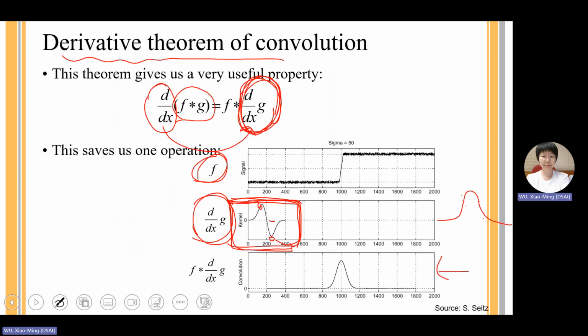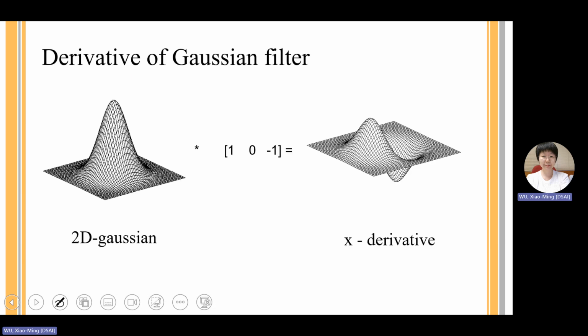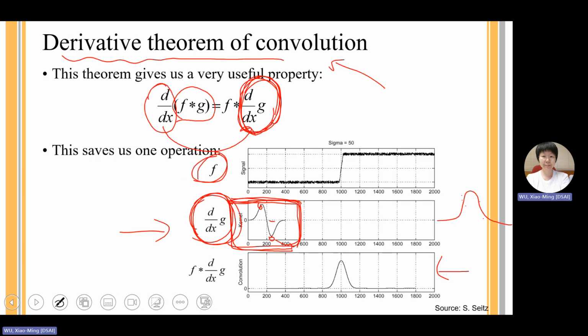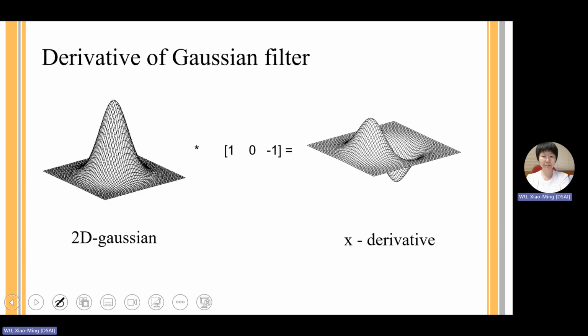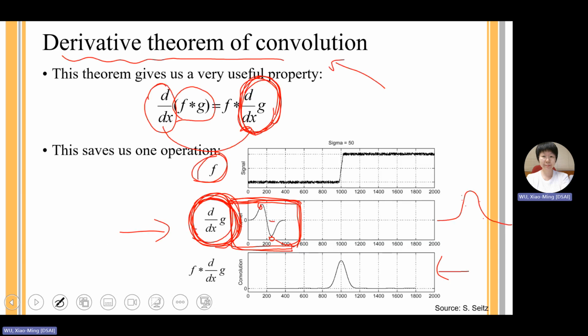Given this theorem, we simply take the derivative of Gaussian and convolve f with it, and we are done. This is simpler if we know the derivative of Gaussian; it saves us one step. For the one-dimensional Gaussian filter, this is the Gaussian and this is the derivative of Gaussian. You can see there are two extremes.